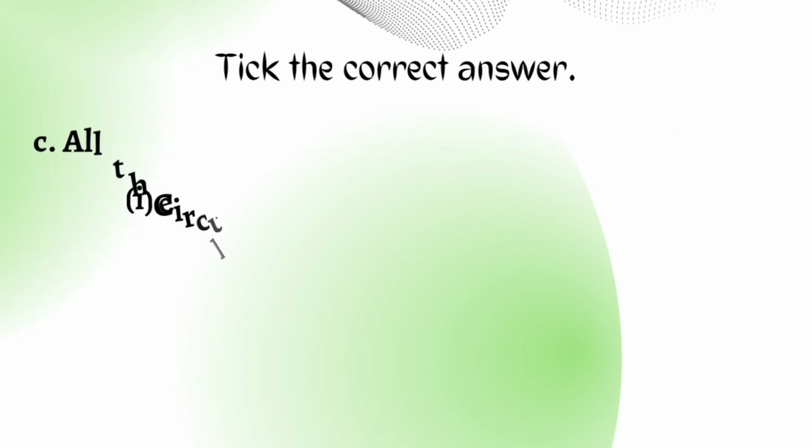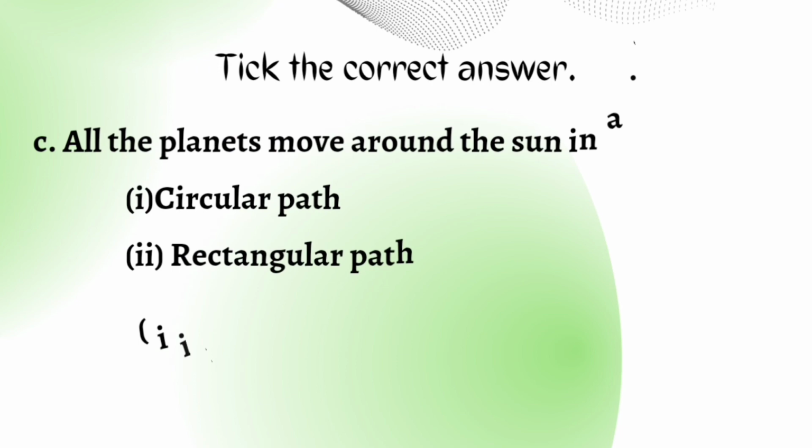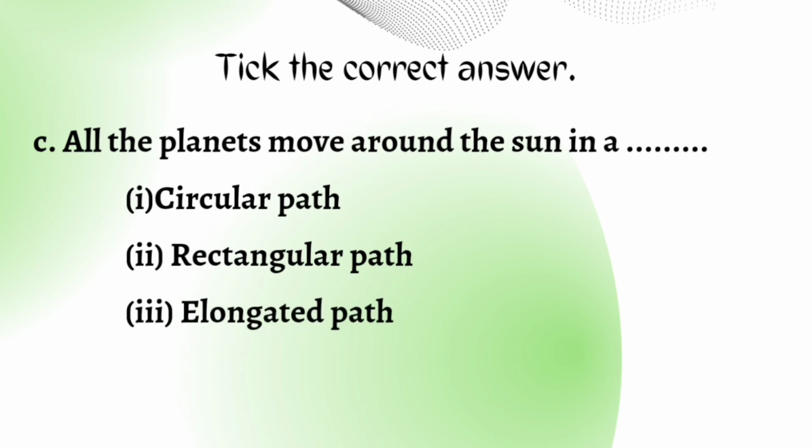Next question. All the planets move around the Sun in a dash. So you have to identify the path. Option 1 circular path, second rectangular path and third elongated path. So you have to identify: all the planets move around the Sun in a dash path. The answer is elongated path. All the planets move around the Sun in an elongated path.